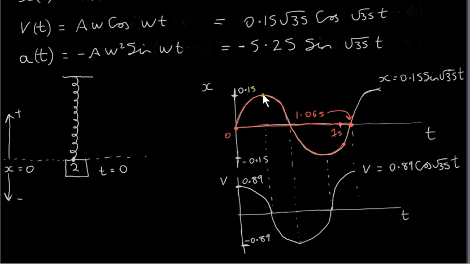Notice that when x reaches its maximum, then v is 0. And when x is 0, the speed is a maximum. The speed is 0.89. So this will be the maximum speed, 0.89 meters per second. So a velocity of minus 0.89 is a speed of plus 0.89. You can see here when the position is a minimum, the velocity is 0. And when the position is 0, the velocity is 0.89.